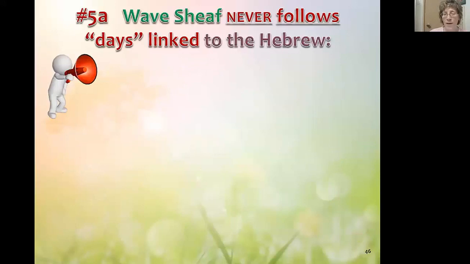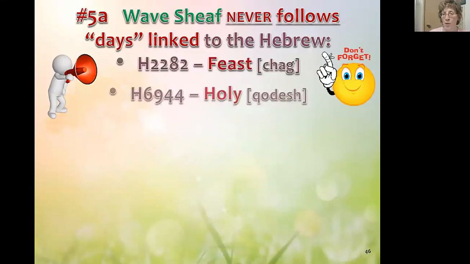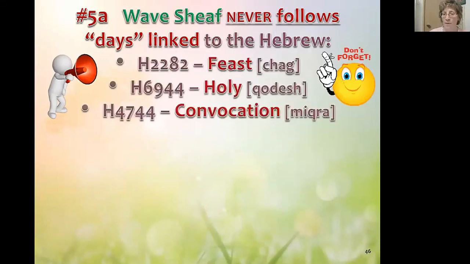Wave sheaf never, ever, ever follows days linked to these Hebrew numbers: 2282, Chag; 6944, Kodesh; or 4744, Mikra, for convocation. It doesn't follow those days. It only follows the Shabbats like it.